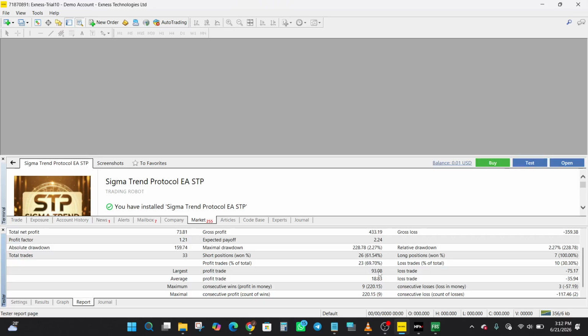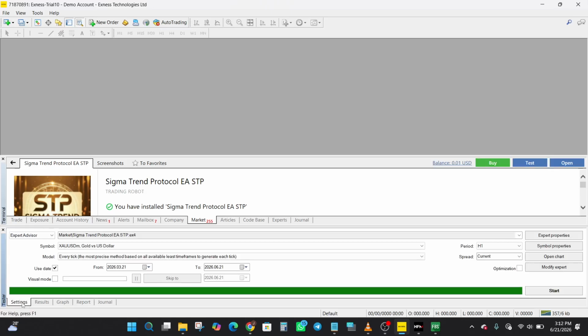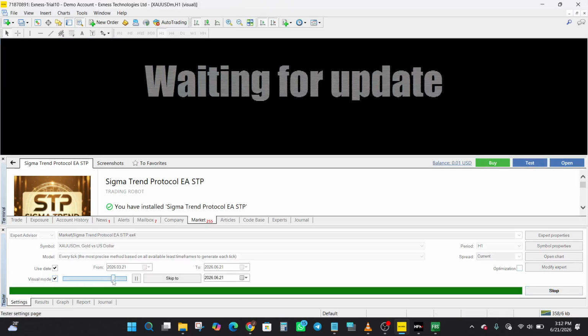The largest profit was $93.08. Largest loss was 75.17. Average profit 18.83. Average loss 35.94. So this shows me that the average risk to reward ratio is bad. It's really bad. The difference between the average profit and the average loss is quite much. But let's go turn on the visuals. Let's also look at the EA in action.